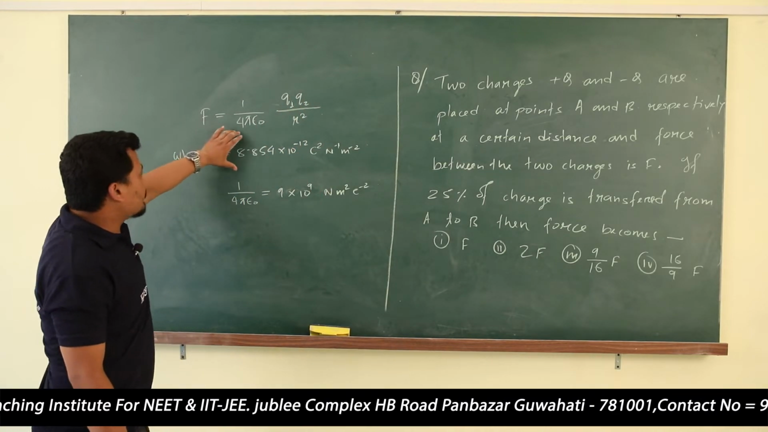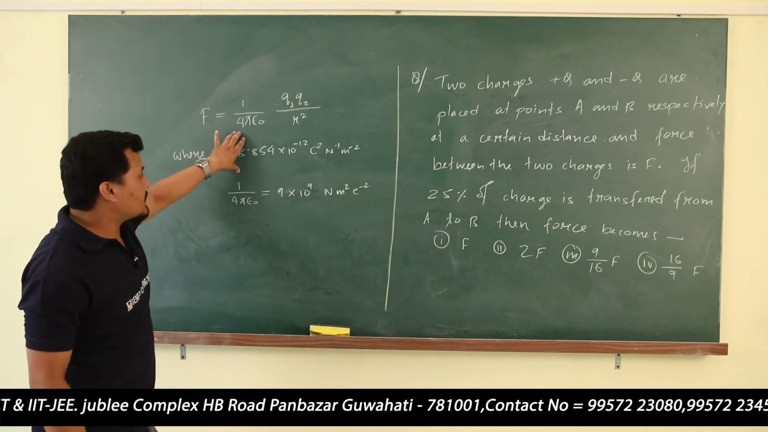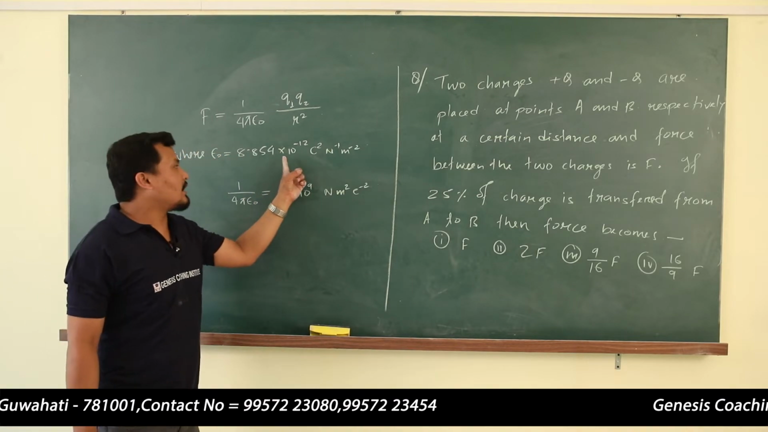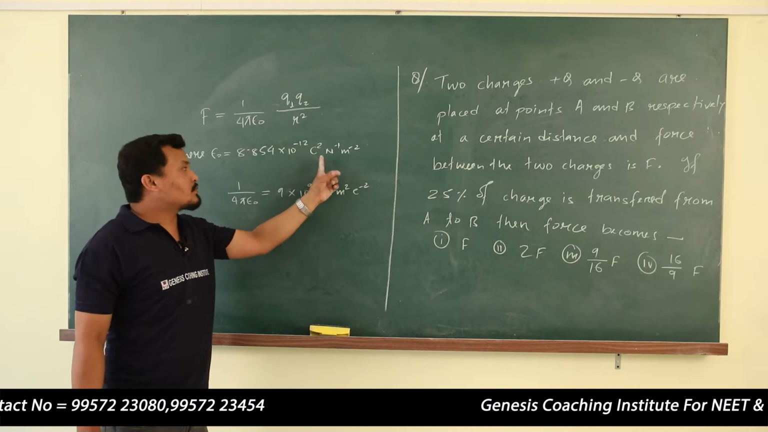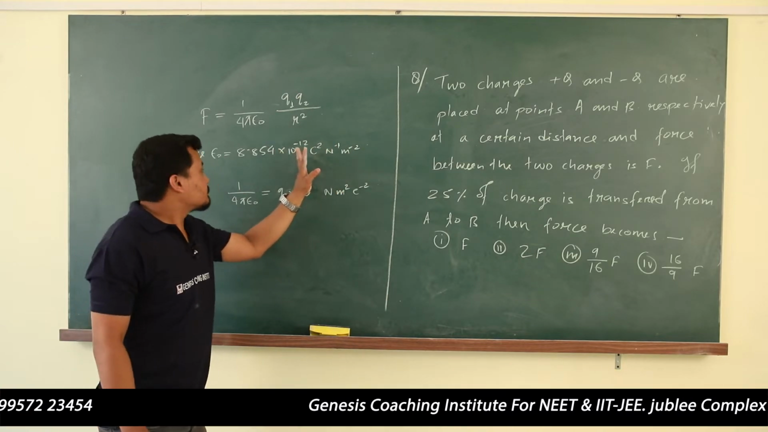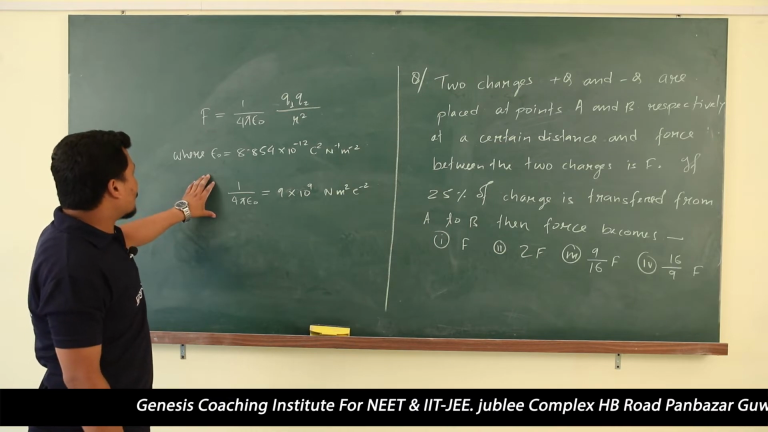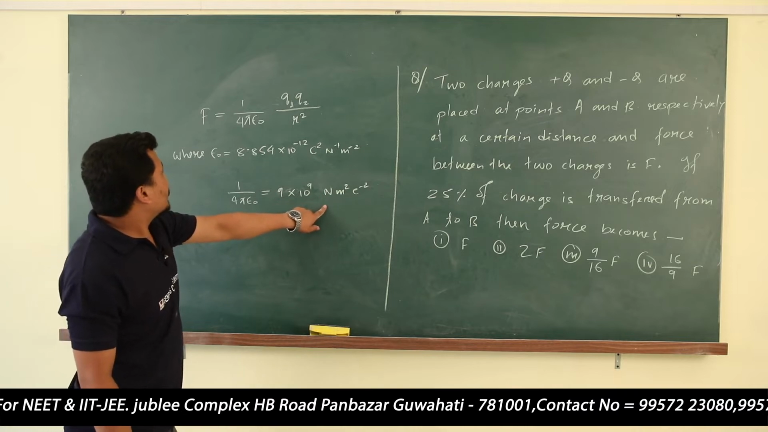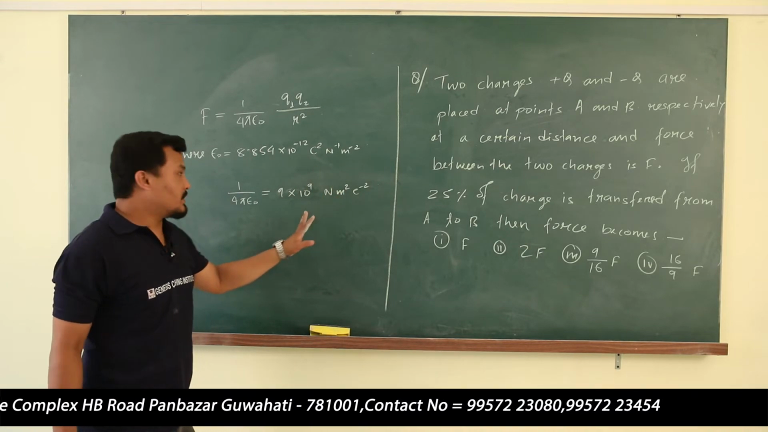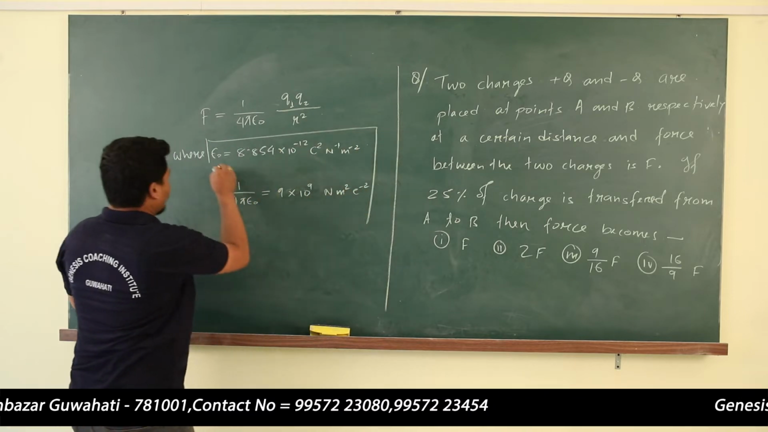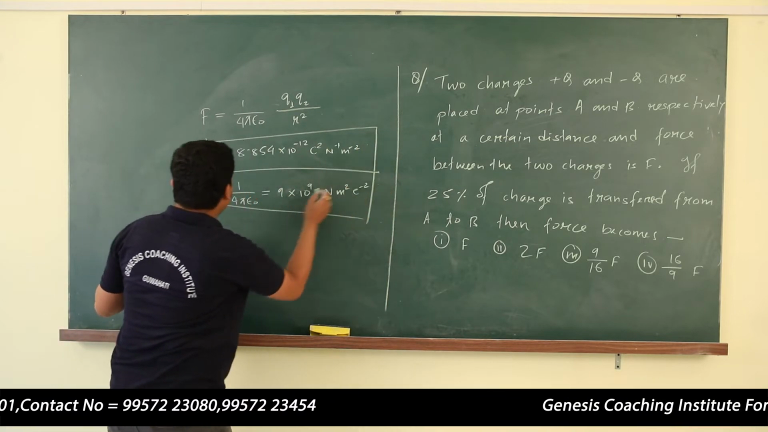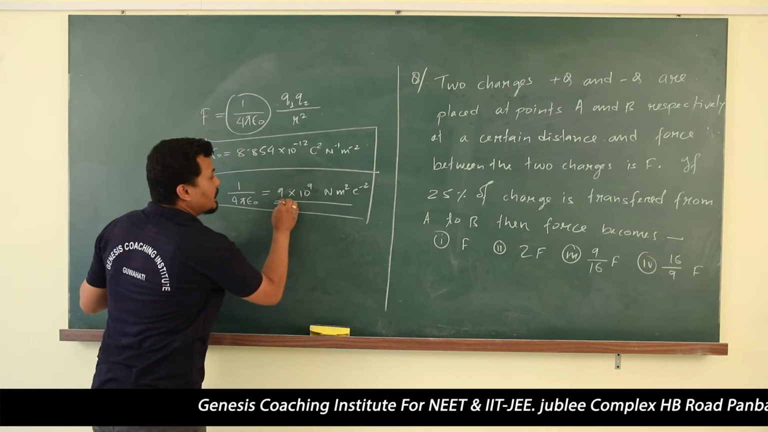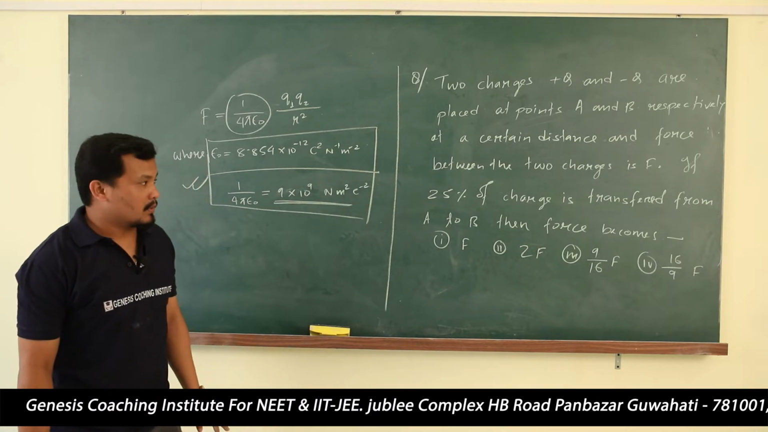Here the epsilon naught is the permittivity of free space, and the value of epsilon naught for free space equals 8.854 into 10 to the power minus 12 Coulomb square per Newton per meter square, and 1 by 4 pi epsilon naught equals 9 into 10 to the power 9 Newton meter square per Coulomb square. So these are the standard values. One is epsilon naught and the other is the whole constant 1 by 4 pi epsilon naught, which equals 9 into 10 to the power 9 Newton meter square per Coulomb square.